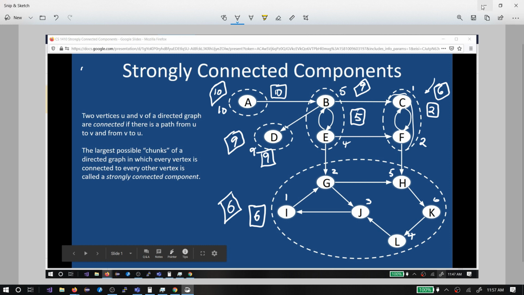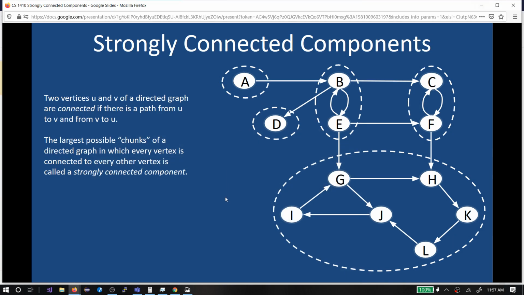Any questions I could answer on that before I move on? And this doesn't always work. Sometimes you just have to solve the problem without resorting to strong components. But when it does work, it works nicely. Okay.